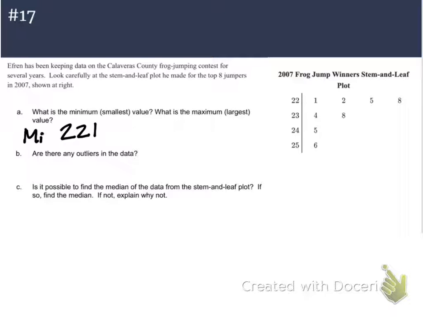That is your minimum. And now for a maximum, you're going to the opposite side of your stem and leaf, down to the bottom. There's only one number down here, and that would be 256.